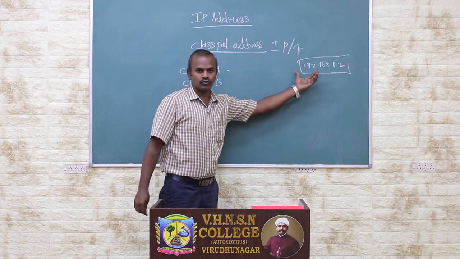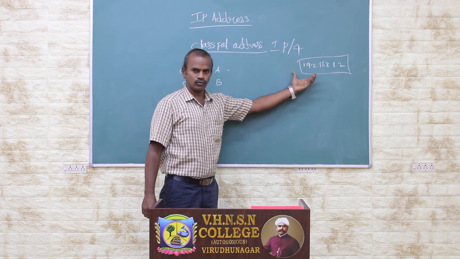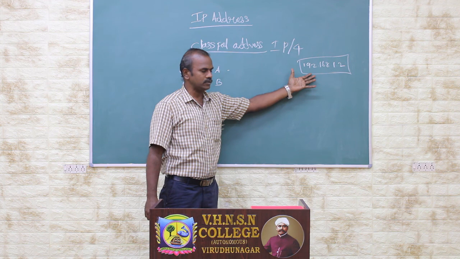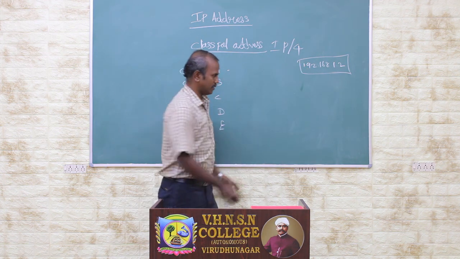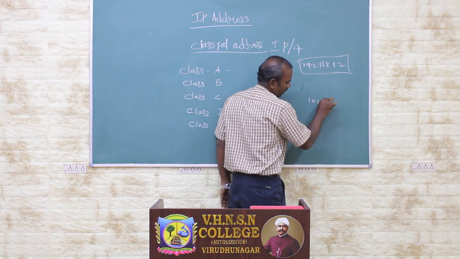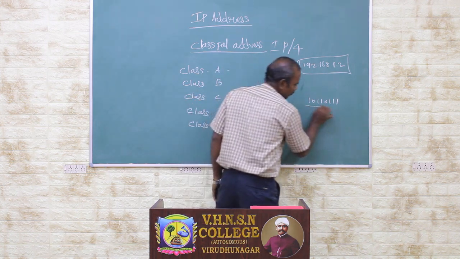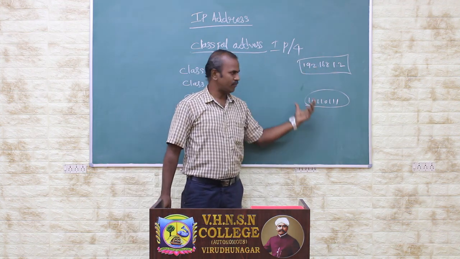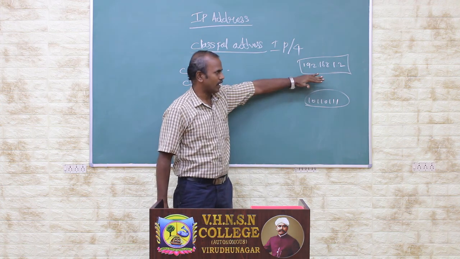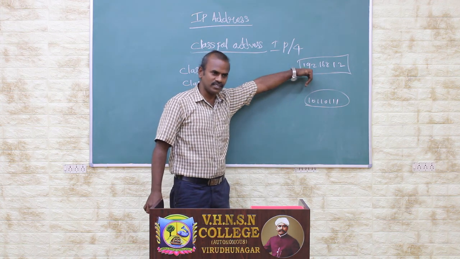Each part should be within 256. Why should it be 256? Because each part has 8-bit addresses. So the maximum range of each part should be 256. For that reason, the IP address maximum range should be 256.